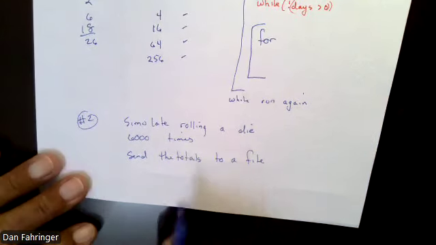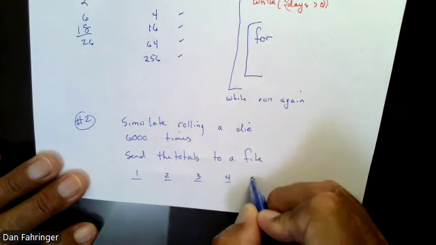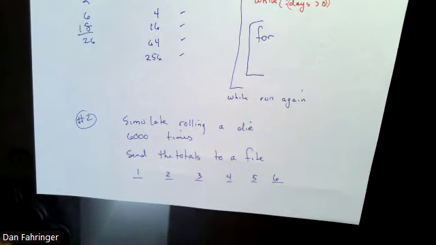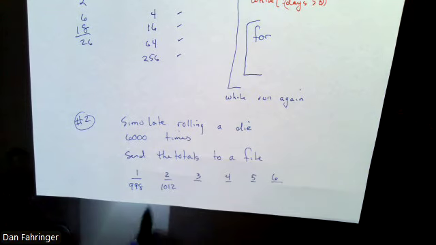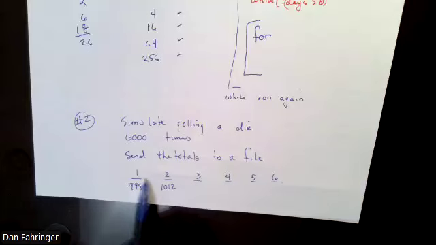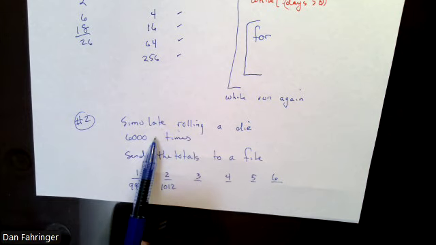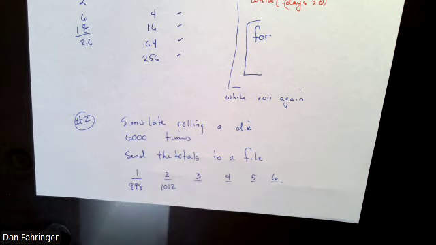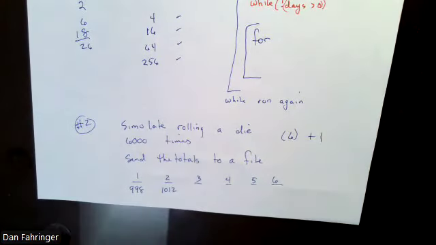So if I send the totals, that means I may have something in the file that looks like this. There are 6 dice. This one is 998. This is 1,012, right? They're all going to be close to 1,000, and these all add up to 6,000. But this is what all these totals are going to be in a file. This is a for loop. You're going to have to use that random number generator. There are 6 numbers. I want to displace it by 1.